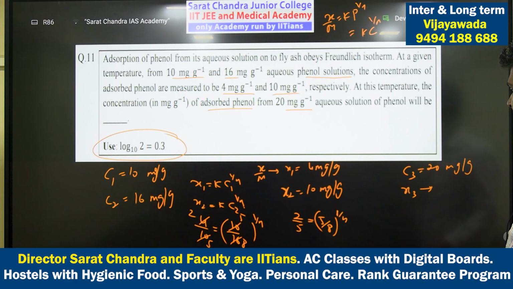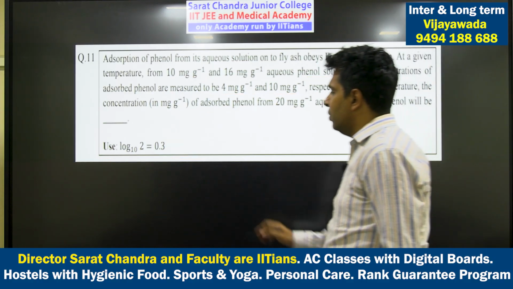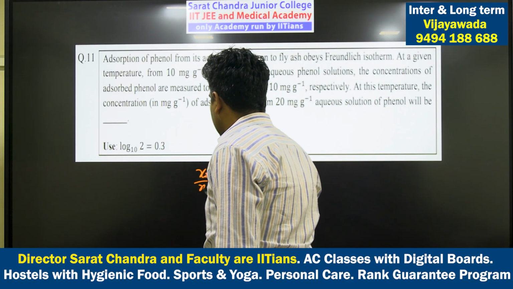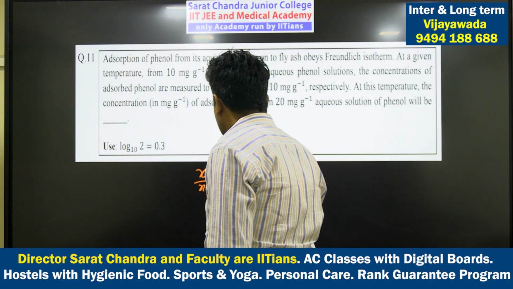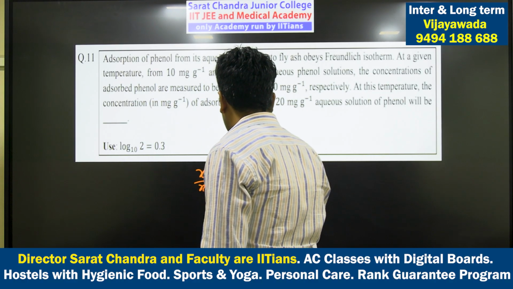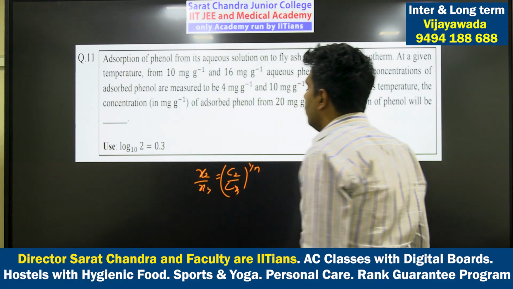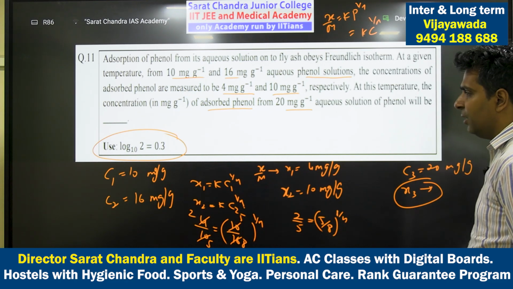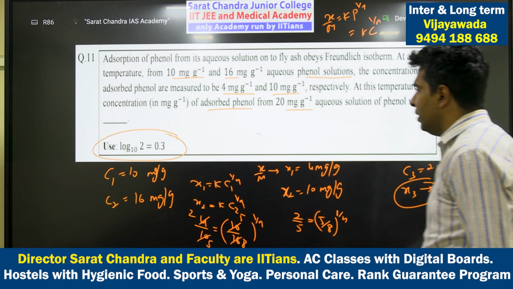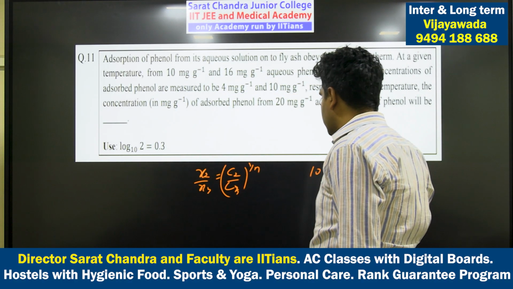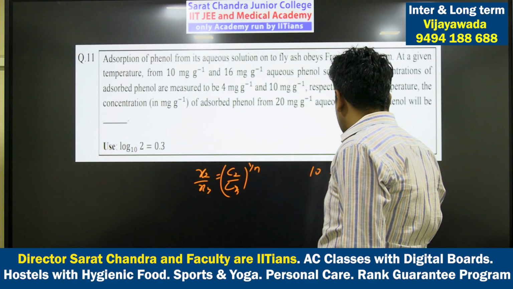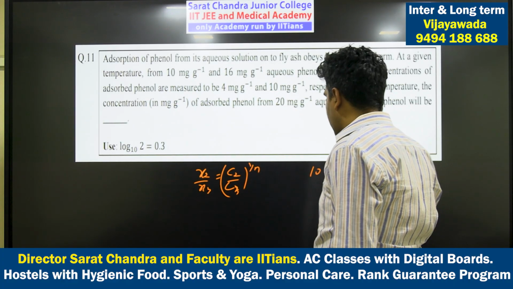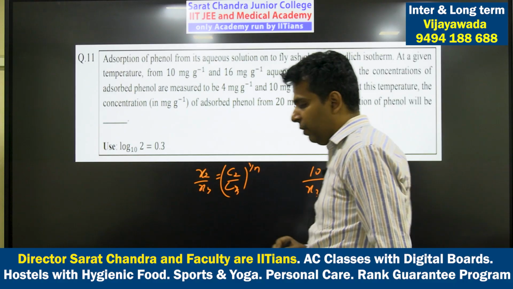Basically we have to find out the X3 when the concentration was 20. So again I'll be using this ratio. So X2 upon X3 can be written as C2 by C3 raised to power 1 by N. So X2 was how much? X2 value was 10 and C2 was 16. X2 is 10, C2 is 16, C3 is 20 and X3 we have to find out from here.